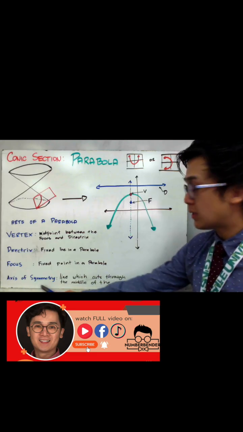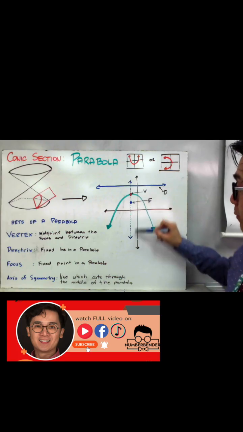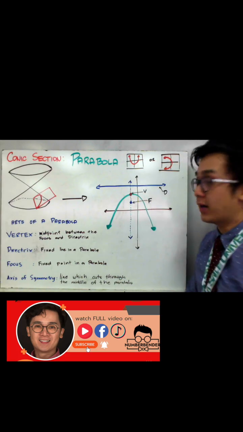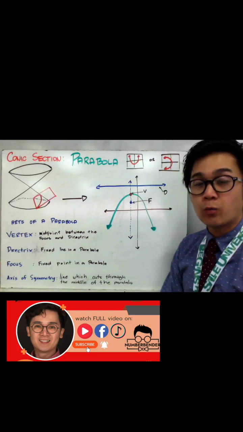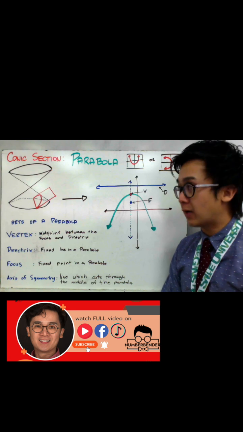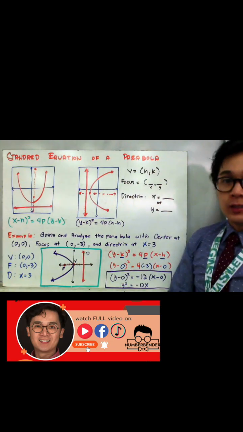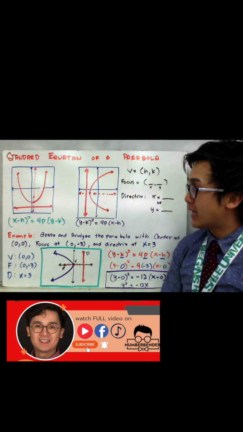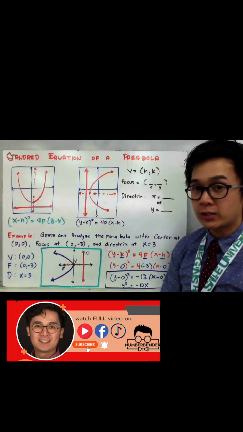Now, the axis of symmetry is the line which cuts through the middle of the parabola, so you'll have a mirror image of the left side and the right side. And these are the parts of your parabola that we're going to be using when we're analyzing and writing the standard equation of your parabola. So now that you know the parts, let's understand the different set of equations that we will use in writing the equation of a parabola.